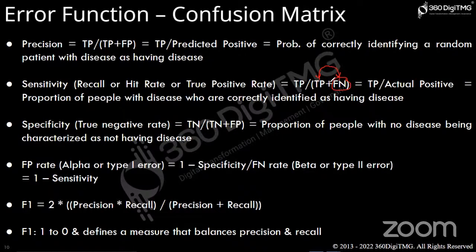We have something called specificity. Here we are completely concentrating on the negative rate, and we are trying to calculate it. In the same way, we can take the FP rate. This is the type 1 error that we see here, 1 minus specificity. We have the F1 ratio here. We take the F1 ratio, and that will be between 1 and 0. So these are a few things that are very important when we are looking at the confusion matrix.